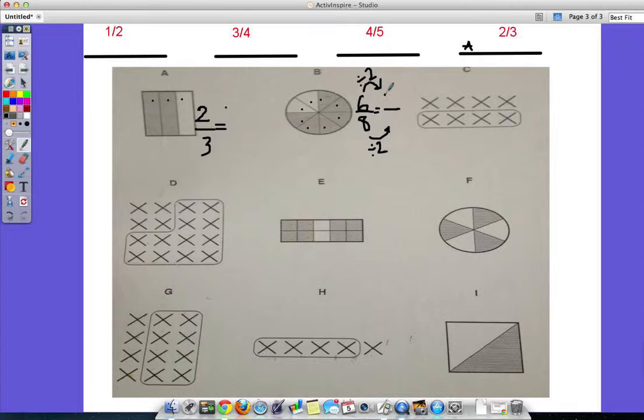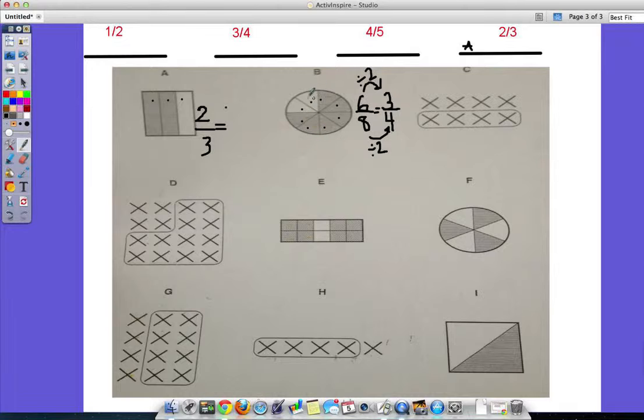6 divided by 2 is 3, and 8 divided by 2 is 4. Now 3 is a prime number. It's only divisible by 3 and itself. And if you look at 4, 4 is not divisible by 3. So that means it is in simplest form. So that means that for every 8 pieces of pizza, 6 are shaded, or for every 4 pieces of pizza, 3 are shaded.